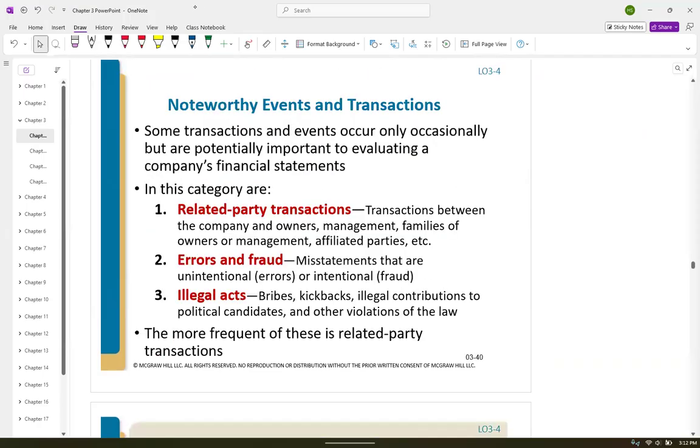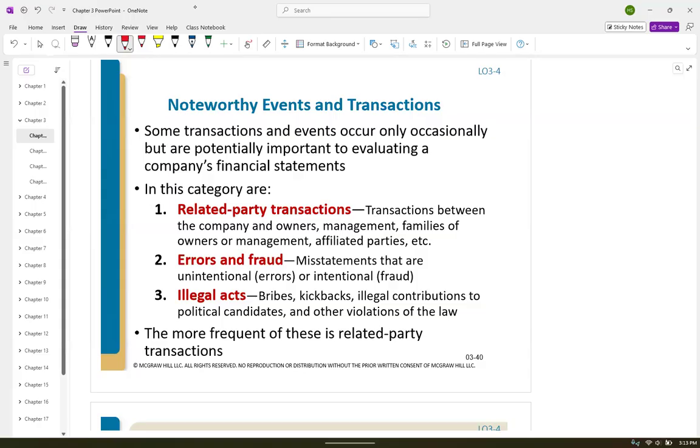Noteworthy events and transactions. Related party transactions are huge. We talk about these a lot in an audit because related parties are co-owners. They're the families of those key employees, because any kind of transaction there, we're kind of going to look at and we're going to say, there could be some fraud in that. Was it an arm's length transaction? If that same transaction would have happened with anybody else, then it's a good transaction, okay? It's an arm's length transaction. That's the verbiage that they use for that, okay?